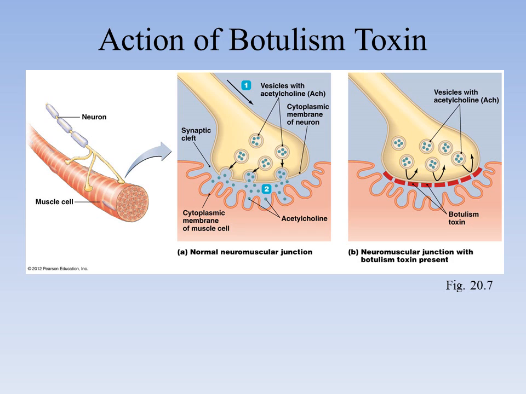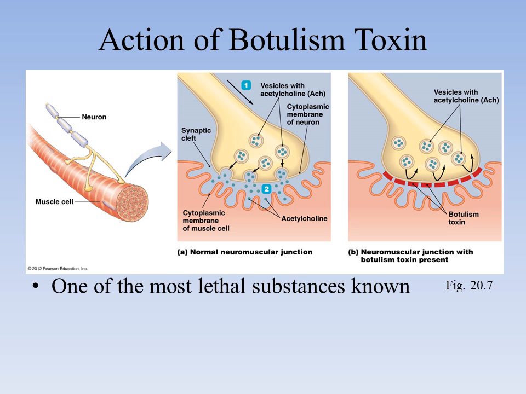So you're going to block the release of acetylcholine, which means your muscles can't contract. And what that's going to do is prevent muscle contraction, which is going to lead to the progressive paralysis of voluntary muscles that we see when an individual is infected with botulism. So the botulism toxin is one of the most lethal substances that we know about, incredibly lethal with this.